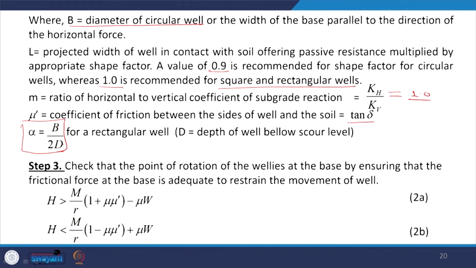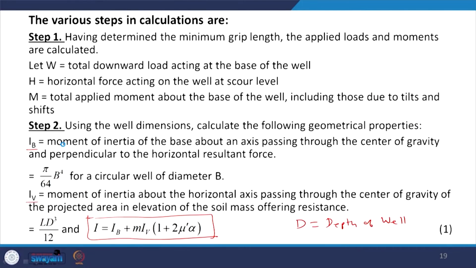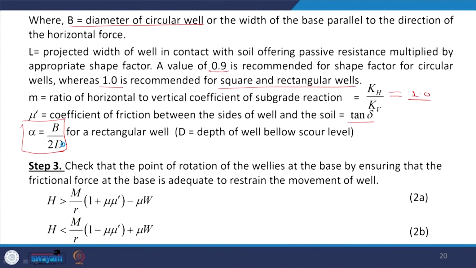So, that will give the value of alpha. Alpha is naturally a ratio and dimensionless. This way, using equation 1, you can find the value of I. Once I is known, then the rest of the calculation starts.